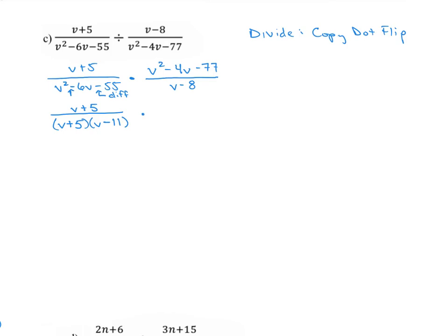Okay, on the right side, we can factor the top. We get v and v. 77, what multiplies to 77 and subtracts to 4? We get 7 and 11. Again, we have different signs. I want my larger one to be negative. So we'll get negative 11 and positive 7.